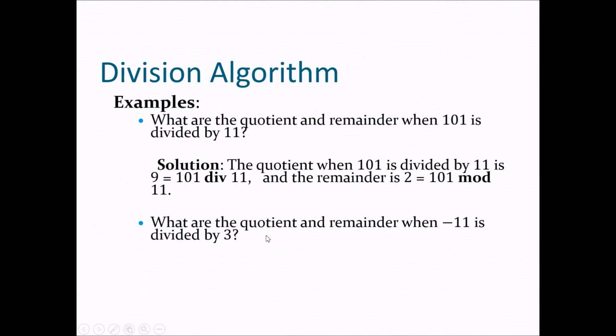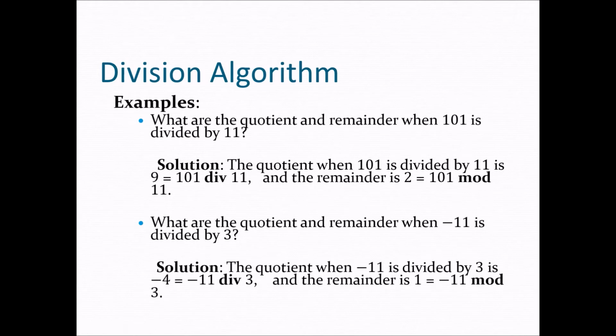Similarly, what are the quotient and the remainder when minus 11 is divided by 3? Now, keeping that rule in mind, that remainder must be positive, we have quotient minus 4 and remainder is 1.